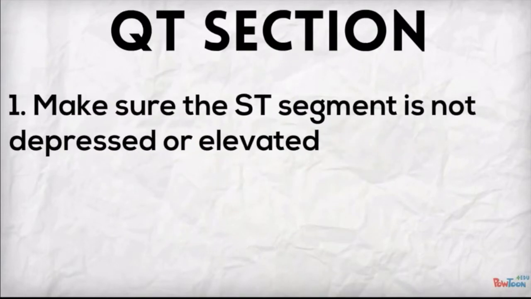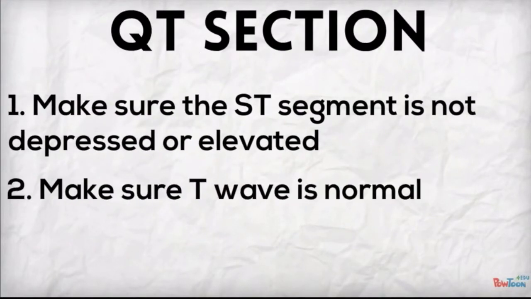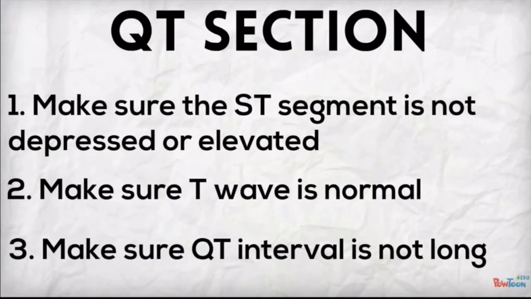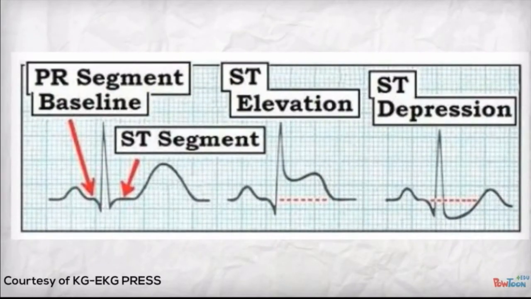QT section, 3 goals. Make sure the ST segment is not depressed or elevated. Make sure the T wave is normal. Make sure the QT interval is not long. So let's look at the ST segment. Using the PR segment as a baseline, the ST segment can be either elevated or depressed. This can signify myocardial ischemia.